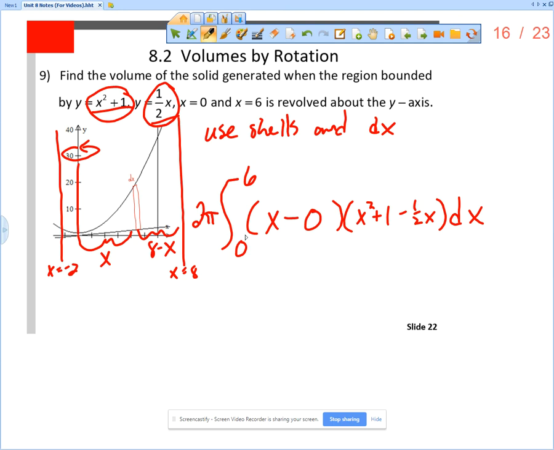Now of course you could carry this one out. You'd have to get rid of the parentheses, distribute the x. But we're going to focus primarily on setup. All right, so that is slide number 22.